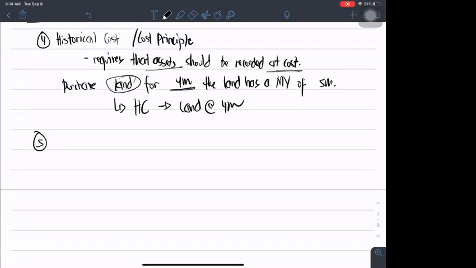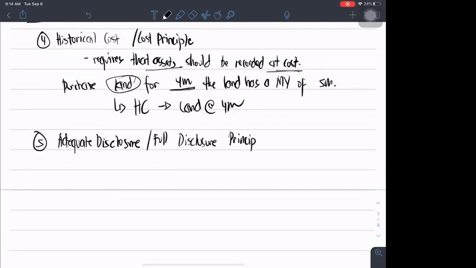Another concept is your adequate disclosure or full disclosure principle. Under your full disclosure principle, it tells you that all relevant information must be reported. So this is akin to what we have discussed a while back.